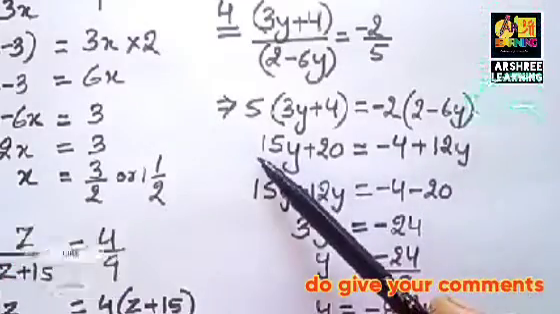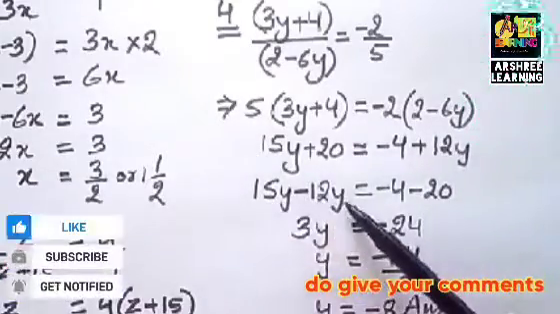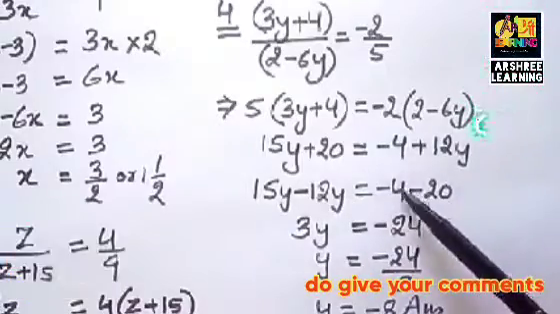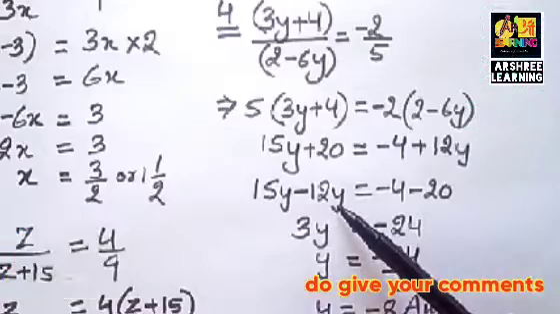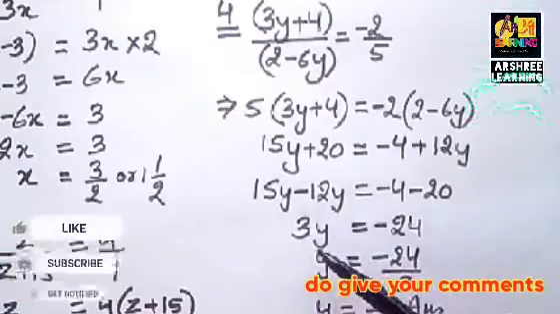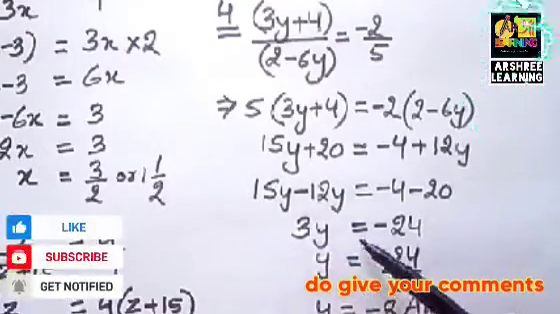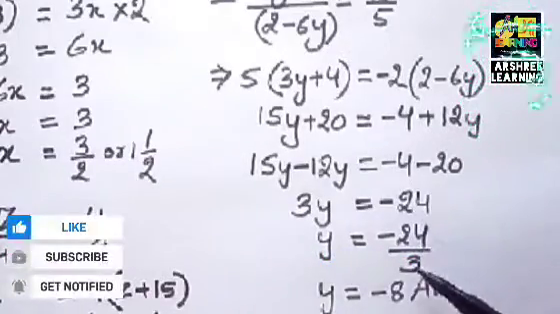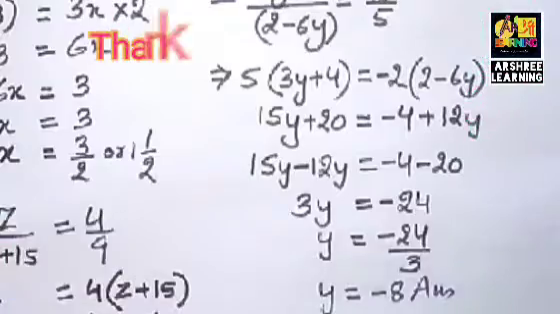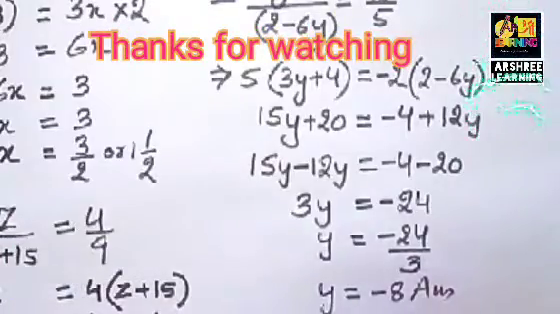Now bring 12y on the left side. So 15y minus 12y is equal to minus 4 and minus 20. Now 15y minus 12y will subtract, so it will become 3y. 3y is equal to minus 24. Therefore y is equal to minus 24 upon 3 and y is equal to minus 8. So this is the answer.